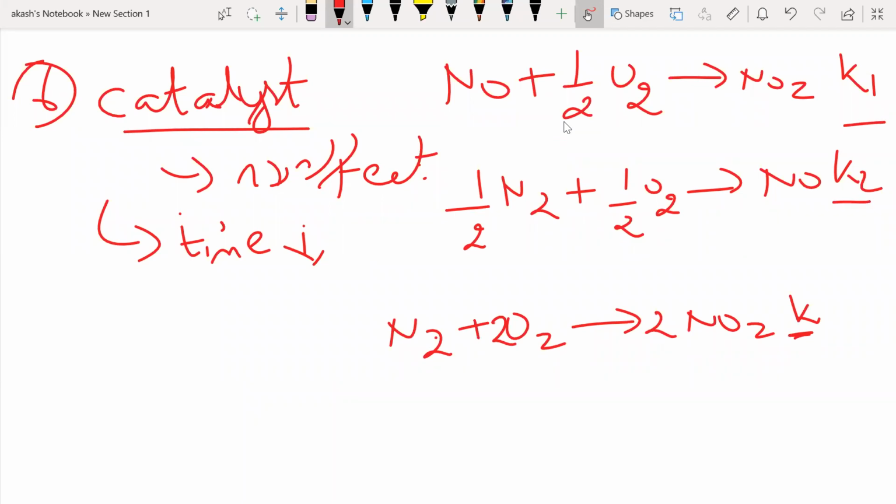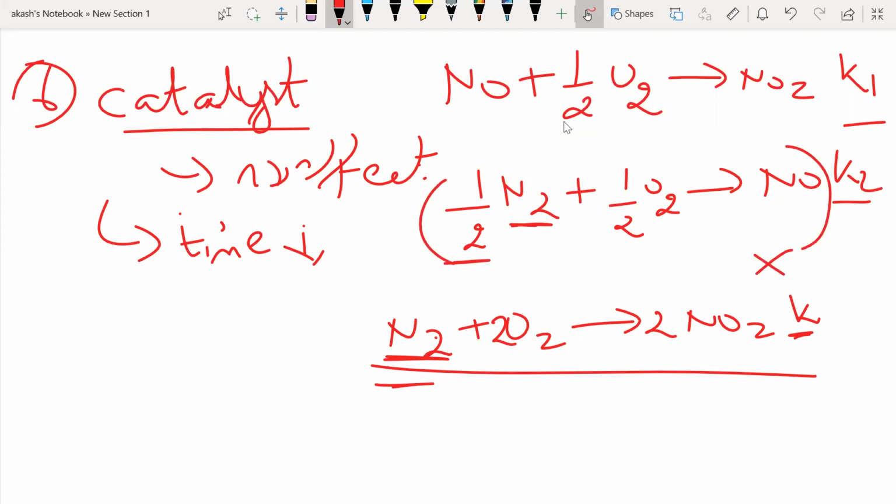Now, how did you exactly do thermochemistry? Just like that you do. In the required reaction, I require one full N2 in the reactant side. N2 is here in the reactant side, no issues. But what I need is one N2, and here I have only half N2. So just multiply this whole reaction by 2. So K2 will become K2 squared now.